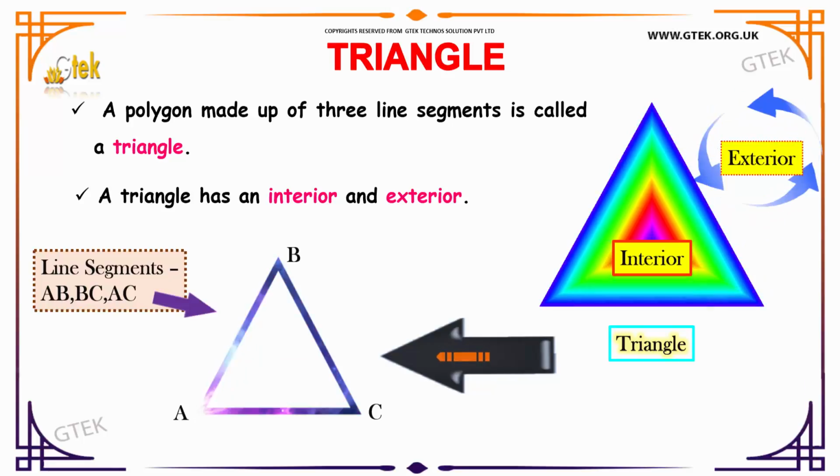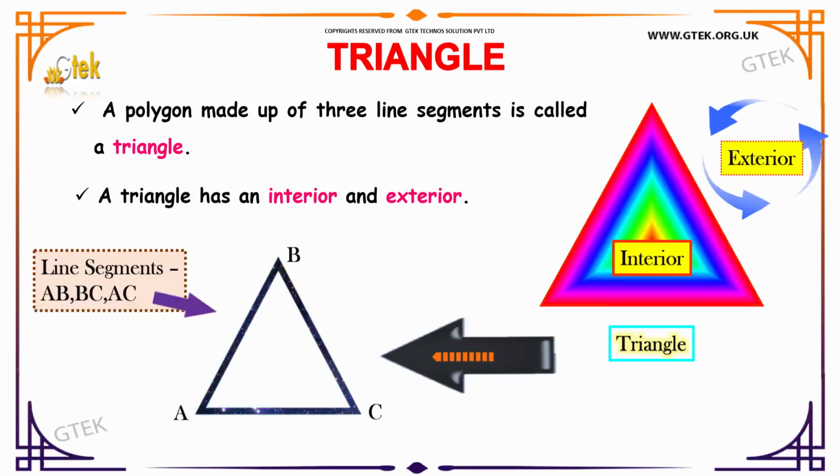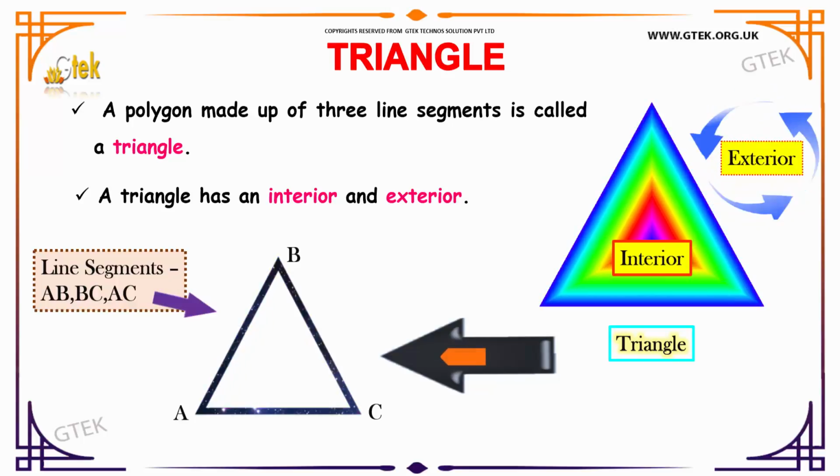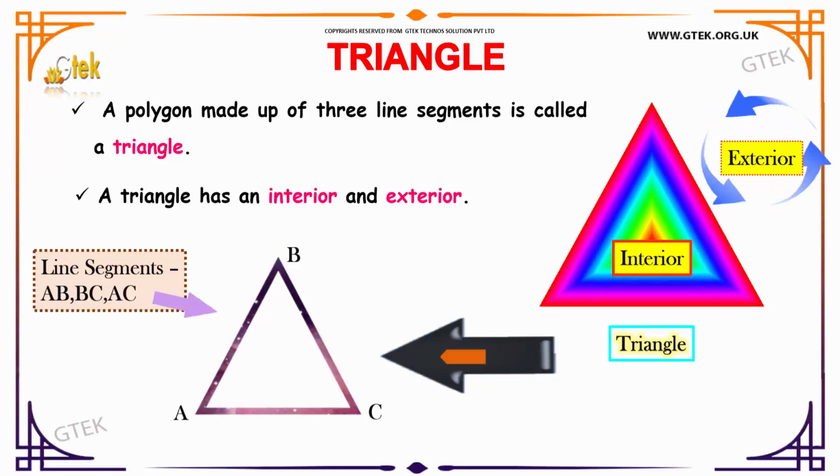The line segments that make up this triangle ABC are AB, BC and AC. So these three line segments make up this triangle.